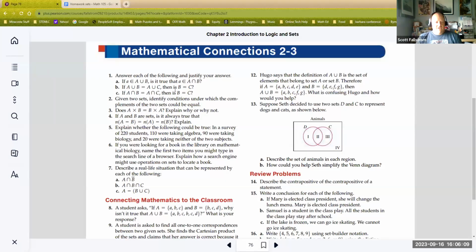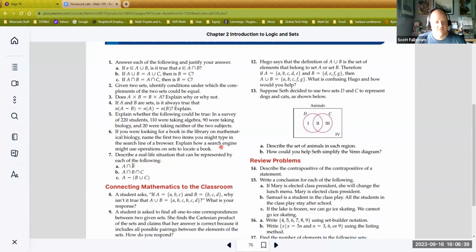Okay. So let's see here. That was 1, 5, and now 8. 220 students, 110 taking algebra, 90 taking biology, 20 took neither. Is it possible? If you have 20 taking neither, that means there's 200 students left. Is it possible that of those 200 students, 110 were taking algebra and 90 were taking biology? Is that possible? Maybe you could draw a little picture to represent that.